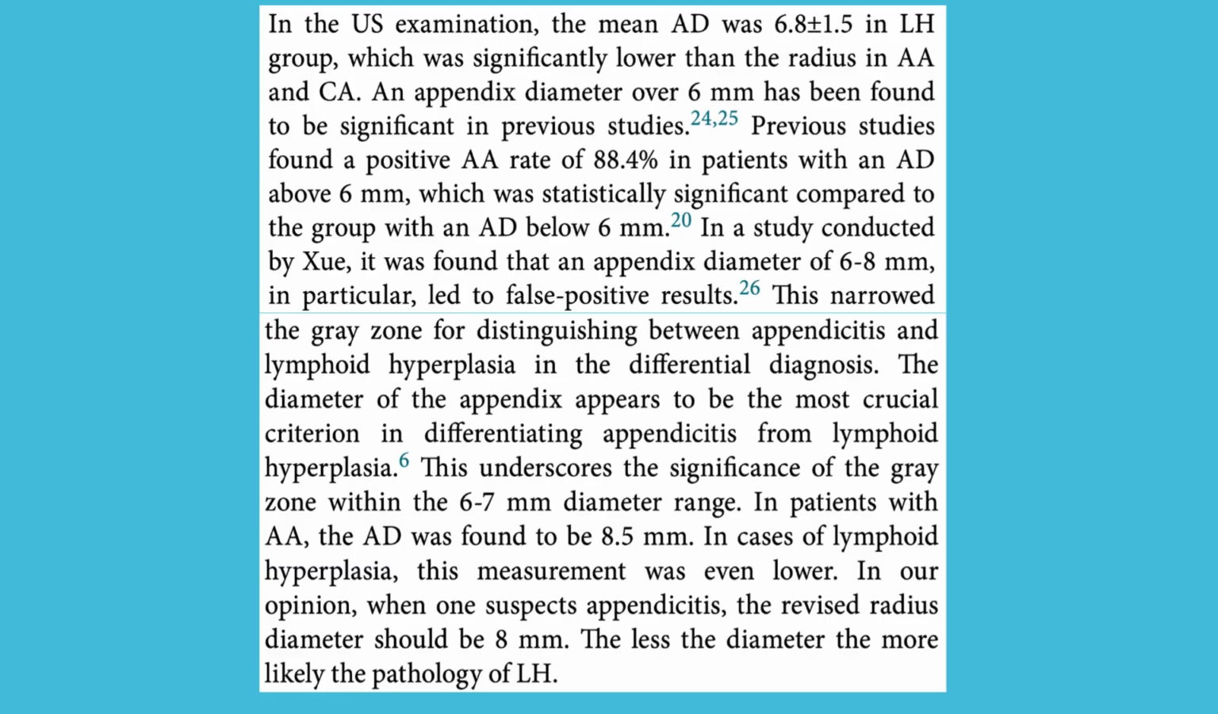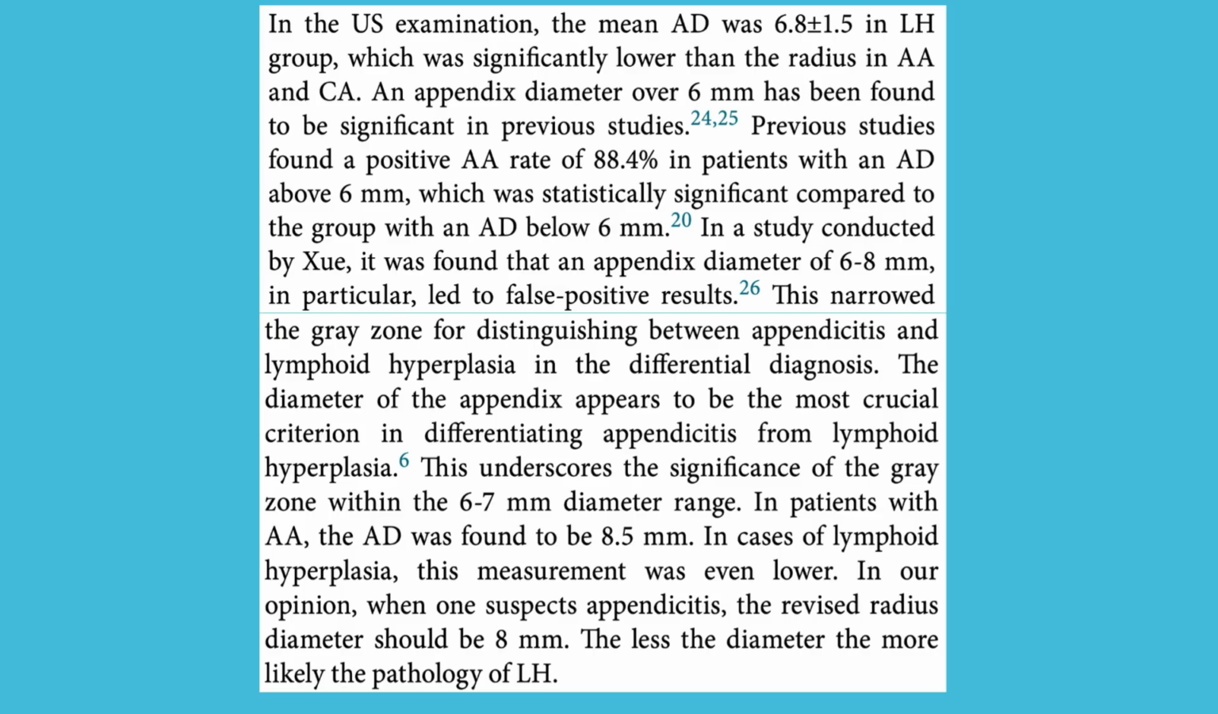In a study conducted by Şule, it was found that an appendix diameter of 6 to 8 mm in particular led to false positive results. This narrowed the gray zone for distinguishing between appendicitis and lymphoid hyperplasia in the differential diagnosis. The diameter of the appendix appears to be the most crucial criterion in differentiating appendicitis from lymphoid hyperplasia. This underscores the significance of the gray zone within the 6 to 7 mm diameter range.